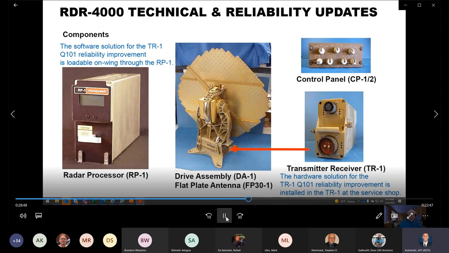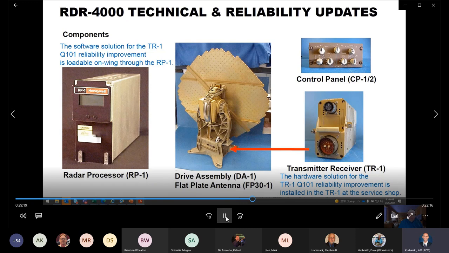The components of the RDR 4000 radar system include the RP1, which is the radar processor located in the electronics bay of the aircraft, the DA1 antenna drive assembly, including the FP30 30-inch flat plate antenna, a control panel, typically a CP1 or CP2, and the transmitter receiver unit, sometimes called the TR1 or RTU.